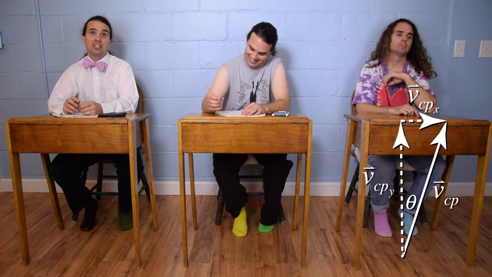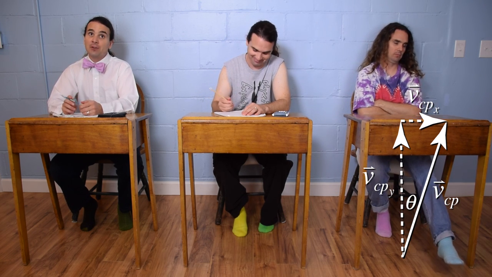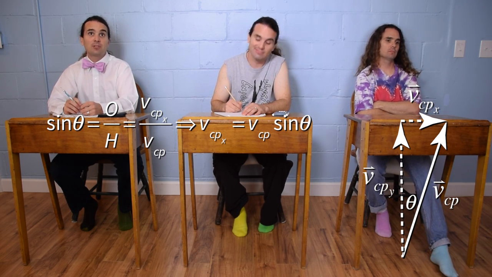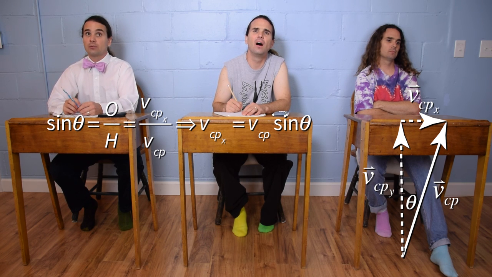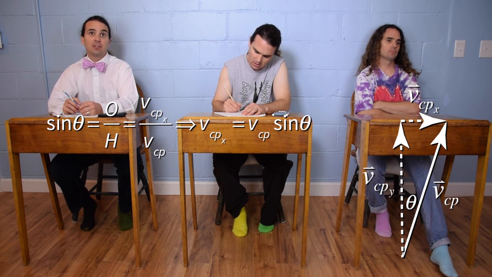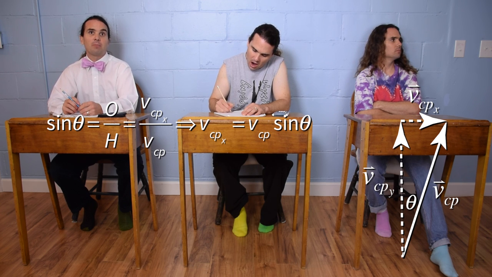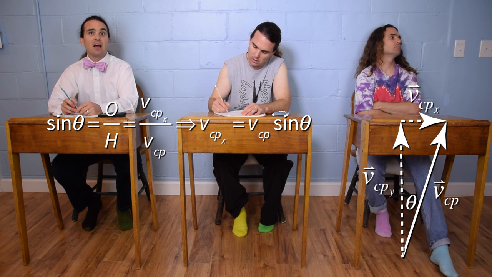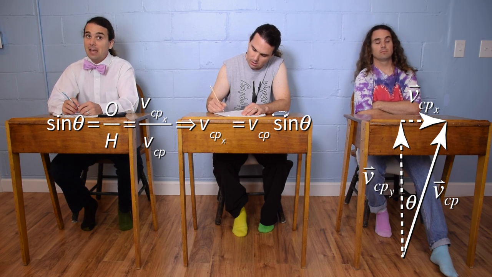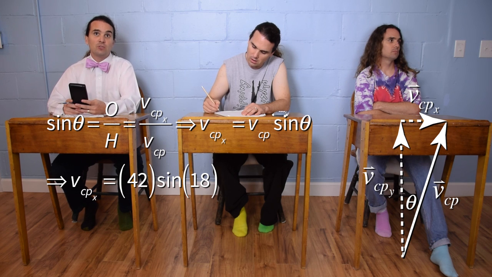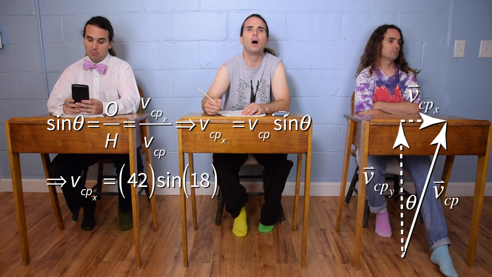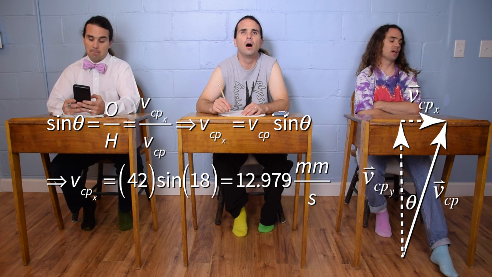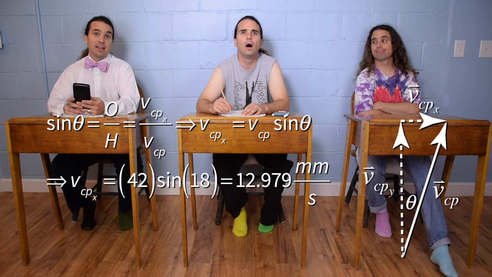We need to start by drawing the vector diagram with the components of the velocity of the car with respect to the paper. Then we know the sine of theta equals opposite over hypotenuse, so sine theta equals the velocity of the car with respect to the paper in the x direction divided by the velocity of the car with respect to the paper. Now we can multiply the equation by the velocity of the car with respect to the paper to get the velocity of the car with respect to the paper in the x direction equals the velocity of the car with respect to the paper times the sine of theta. With numbers, that is 42 times the sine of 18 degrees, which works out to be 12.979 millimeters per second. Thanks, Bo.